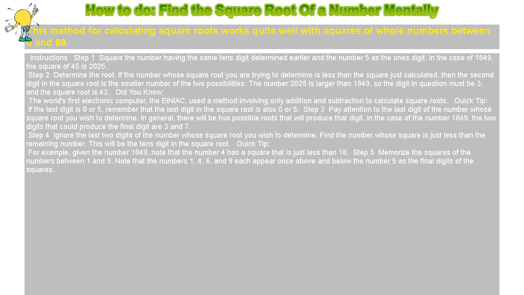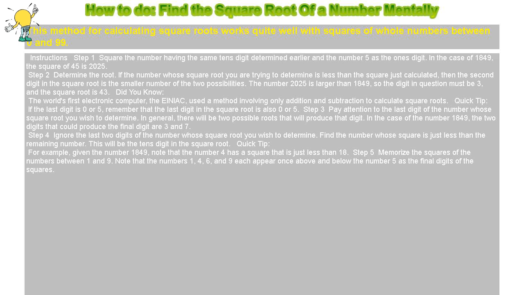Did you know, the world's first electronic computer, the ENIAC, used a method involving only addition and subtraction to calculate square roots? Quick tip: if the last digit is 0 or 5, remember that the last digit in the square root is also 0 or 5.